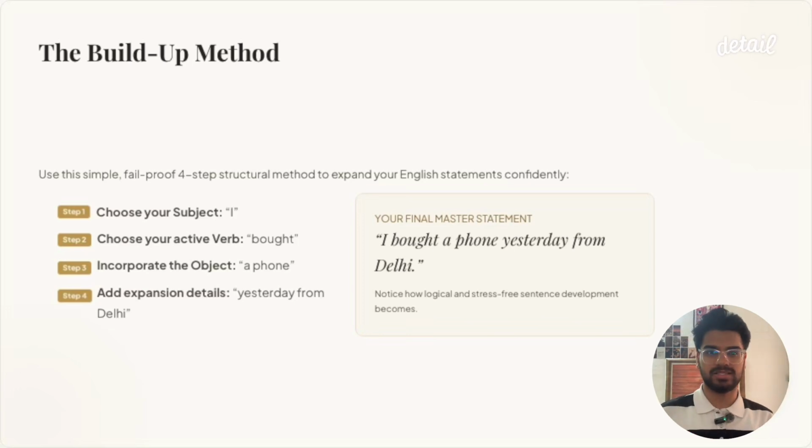Here's a powerful method. Step number 1, choose the subject. Step number 2, choose the verb. Step number 3, add the object. And step number 4, add extra details.